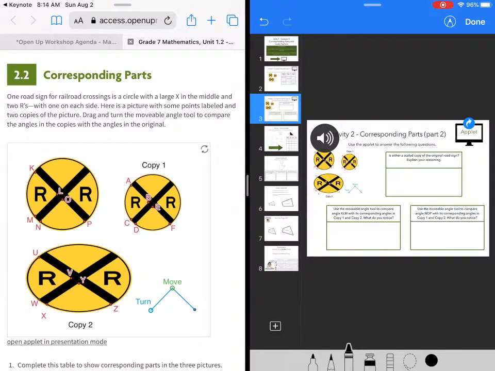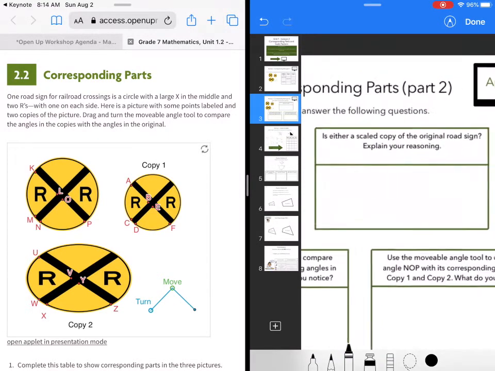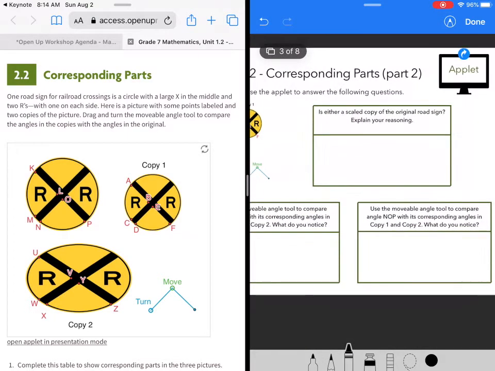Is either a scaled copy of the road sign? Explain your reasoning. So I'm looking at it, and I think that scaled copy 2 is a squished version, like they pushed it down from the top and it fattened out on the sides. Whereas copy 1 appears to be the right size because it's proportionally smaller. So is either copy a scaled copy? I think copy 1 is proportionally smaller.